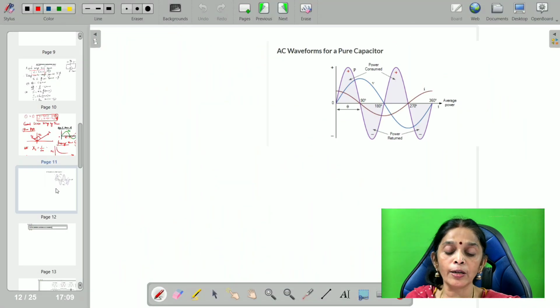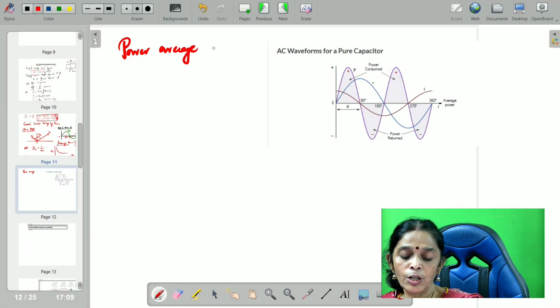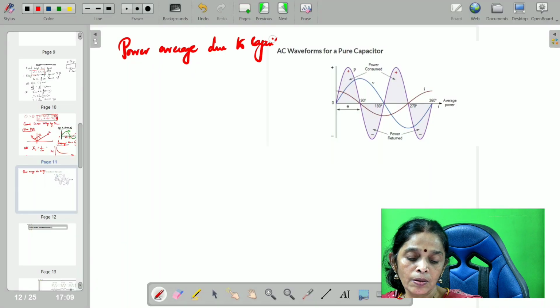Now you can see the pure capacitor power. So the average power due to the capacitor only, for a full cycle.